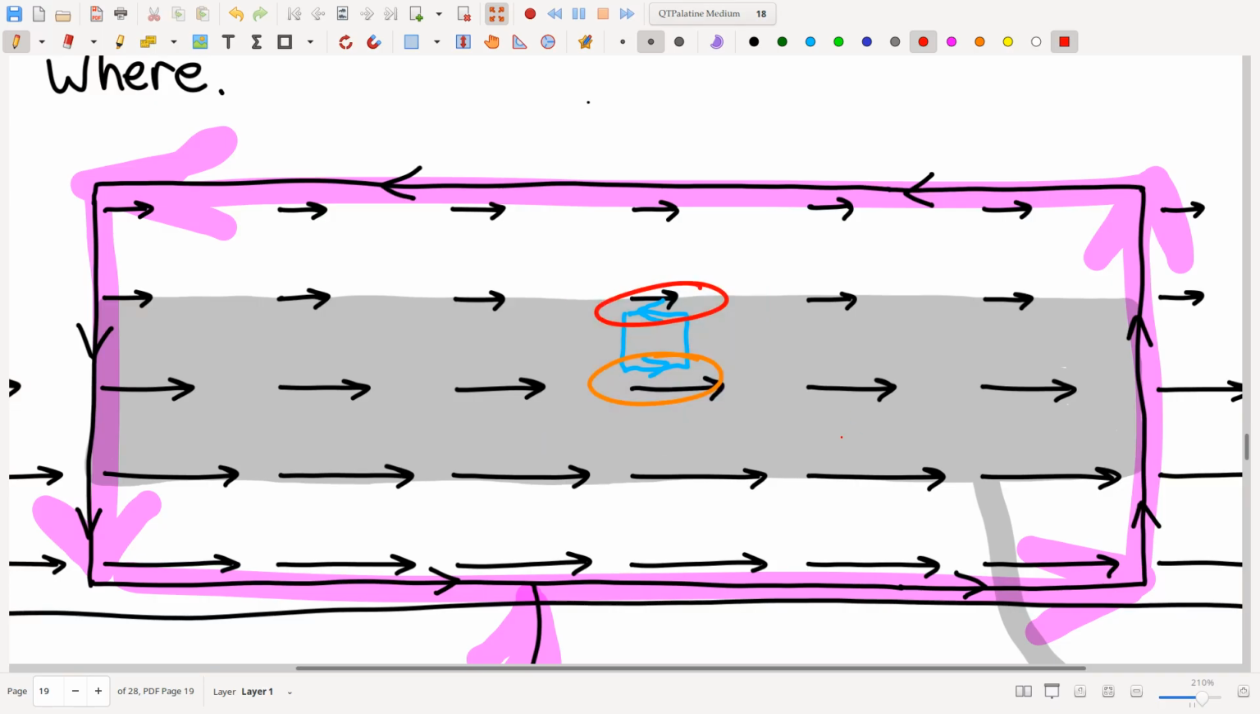Right? Looking at this little blue square here, let's measure the line integral along that bottom edge and the line integral along that top edge. Again, the directions are opposite and the field's always going to the right. A lot of it's the same. But now check it out.